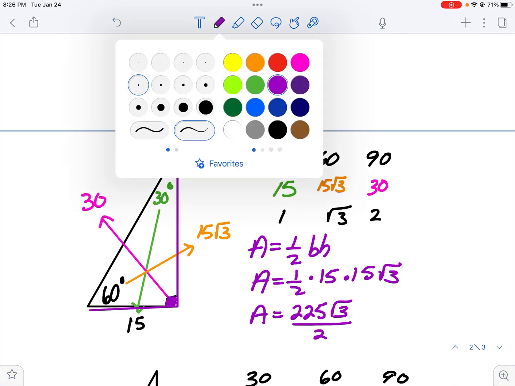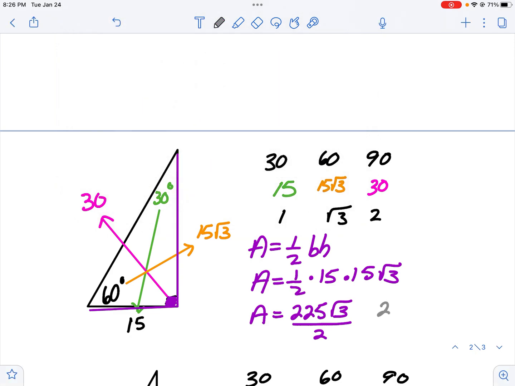When you type that into Canvas, you're going to type it in: 225 square root of 3, fraction bar, 2. That's the square root symbol.